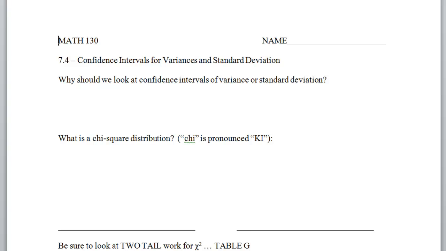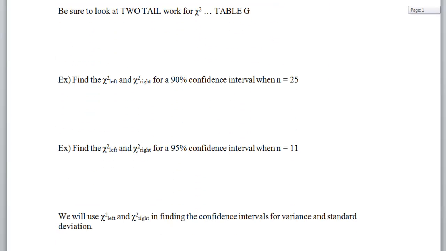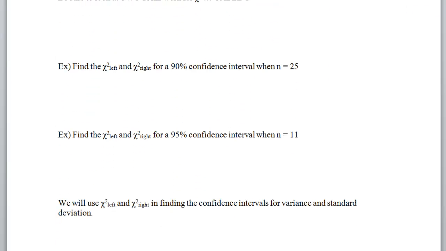All right, scroll this down. Now, the table for chi-squared distribution is going to be on table G, and table G is on page 787. And make sure you divide your alpha by 2. Now, for the chi-squared left and the chi-squared right, we're going to do an example of finding that 90% confidence interval when n is equal to 25.